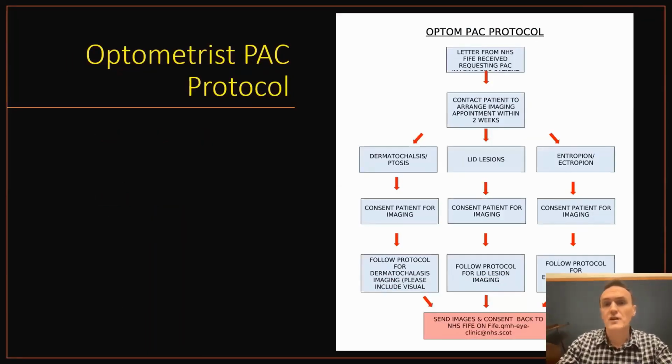A flowchart was created for the optometrists. As you can see here at the top of the chart, a letter was sent from the NHS to the optometrist detailing who the patient was. They were then advised to contact the patient within a period of 2 weeks. All conditions, as said, were included and consent was obtained, and the standard operating procedure was followed before sending these images in to us.